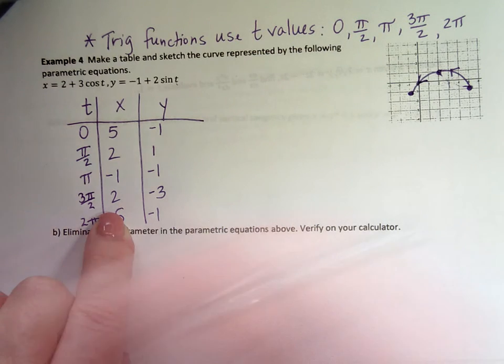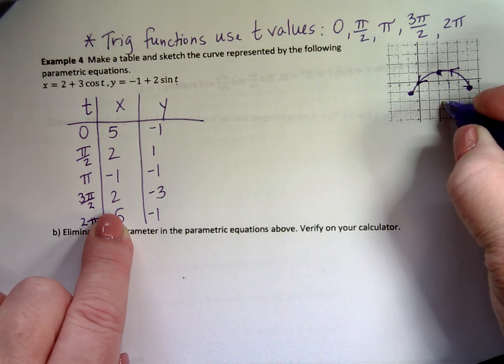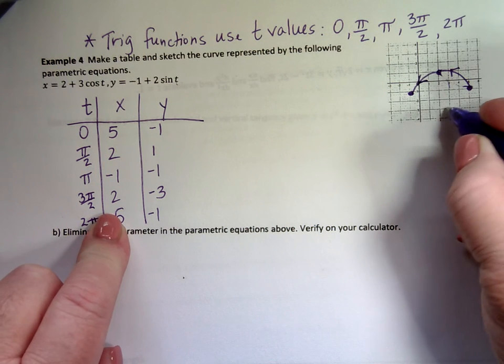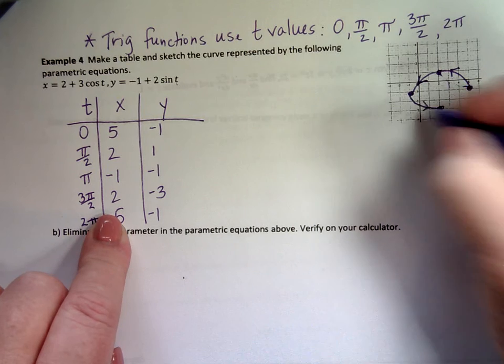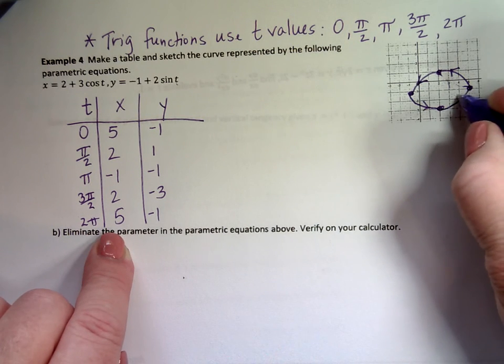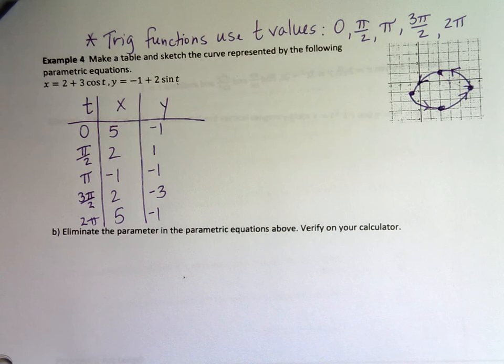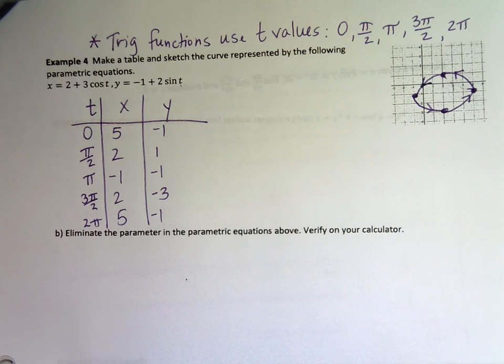2, negative 3 puts me down here. Right, so I'm now at this point, going to this point, put your arrow on, and then actually 5, negative 1 goes back and closes it up. So you kind of end up with this ovally looking thing. But did we answer their question? Make a table and sketch the values. Sketch the curve represented. We did. And then they say, okay, now eliminate the parameters.